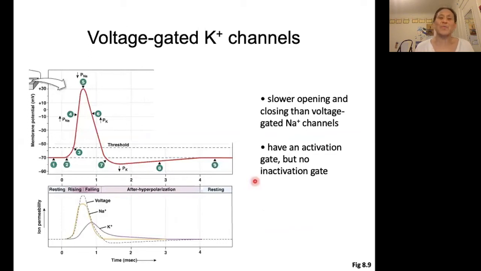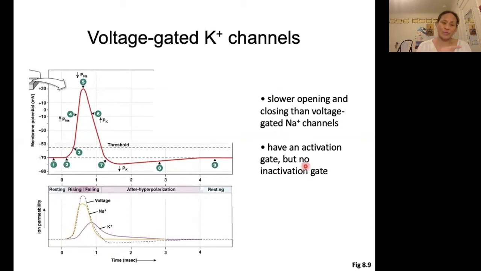All right, so we just finished talking about the properties of voltage-gated sodium channels. Now let's talk about the voltage-gated potassium channels that are also a big player in the action potential, okay? So as you already saw, voltage-gated potassium channels are slower at opening and closing than voltage-gated sodium channels, right? So just looking here, sodium channel is opening quickly, closing quickly. Potassium channel, which is in purple here, is taking a longer time to open, taking a longer time to close, okay?